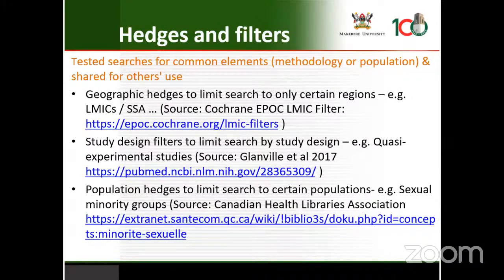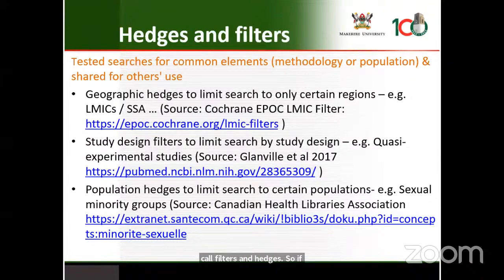So the next one is hedges and filters. I promised that I'm going to show you something where the librarians have tried to sort out that business of having to write sub-Saharan Africa, and you say, oh, Angola, or Kenya, or Uganda, Tanzania, Rwanda, Cameroon, up to Zimbabwe. What librarians have done, they have developed what we call filters and hedges.